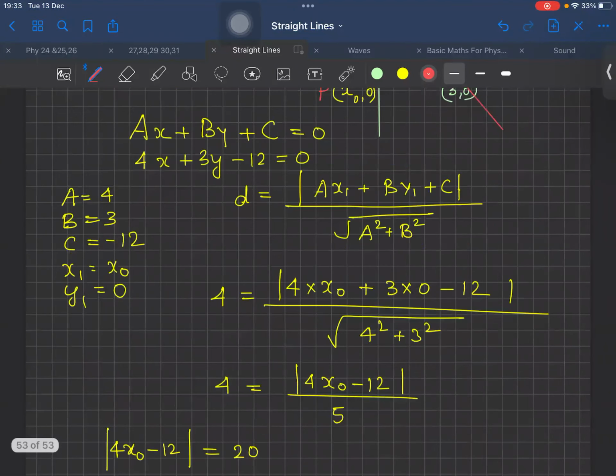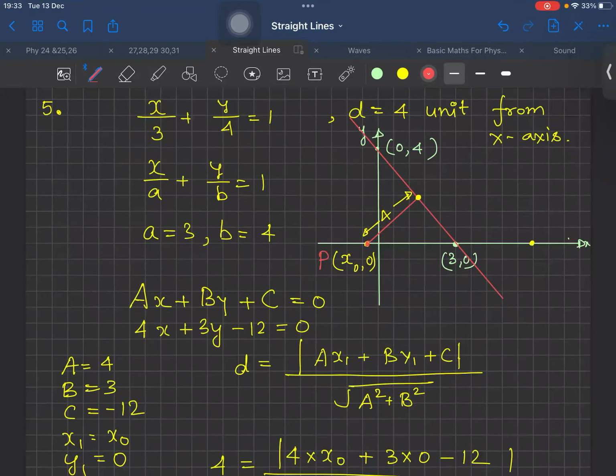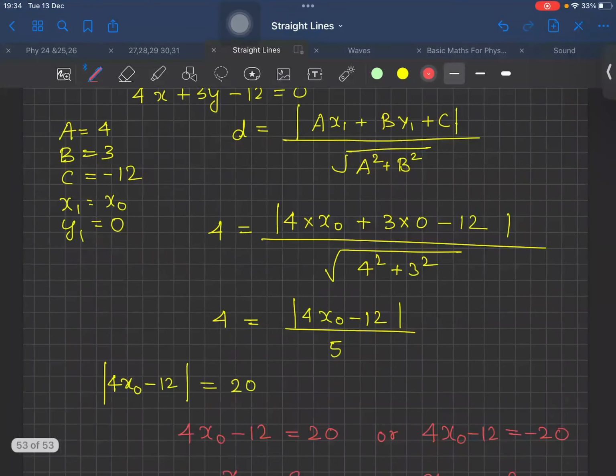That means it can be either this point or a point here. So this will also make a perpendicular from here, right? So this can also be 4 units. So there are two possible points. So this is 8 comma 0 and this is minus 2 comma 0. So two possible points. Understood this part?